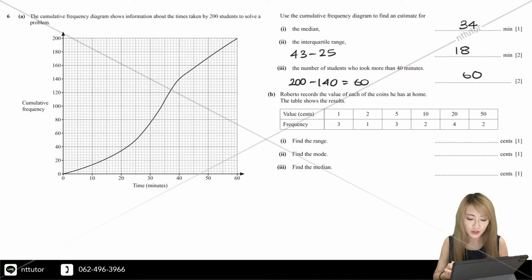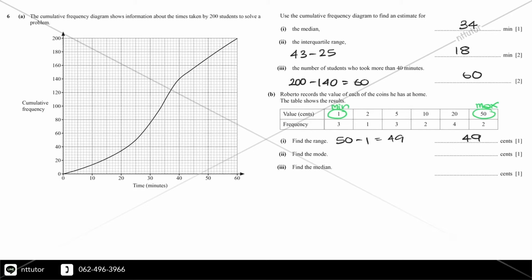B. Roberto records the value of each of the coins he has at home. The table shows the results. 1. Find the range. So the range is the maximum minus the minimum value. So the maximum and the minimum. So the minimum value of the coins is 1 and the maximum value is 50. Therefore, the range is 50 minus 1, so that's 49 cents.